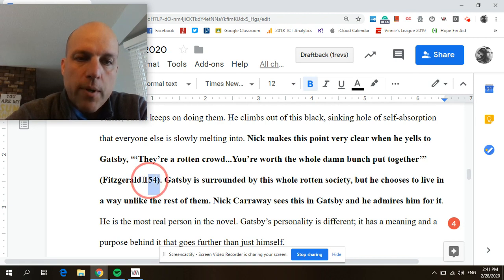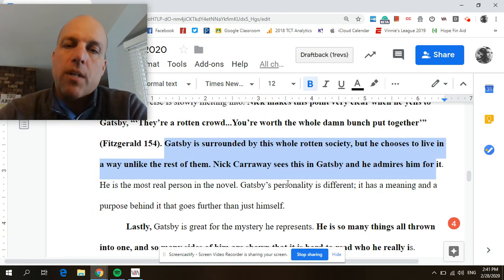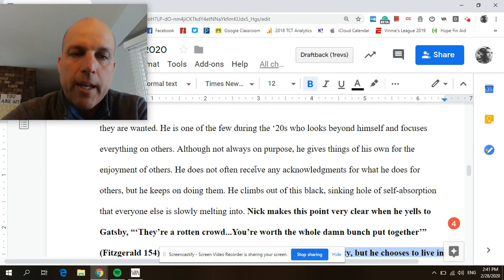You can see afterwards I put Fitzgerald 154. That's the page number it's on. The period goes on the outside. And then you can see afterwards as well, there's a discussion of that quote. So don't just leave it hanging.